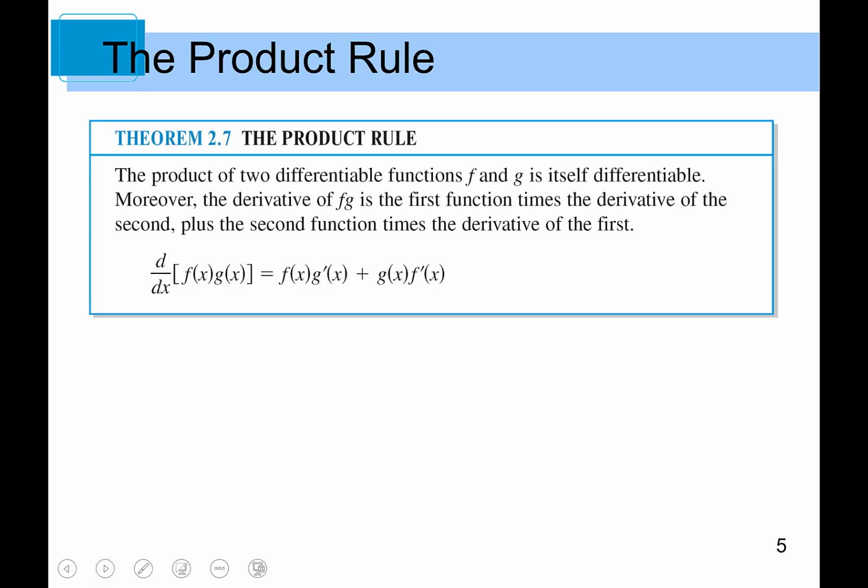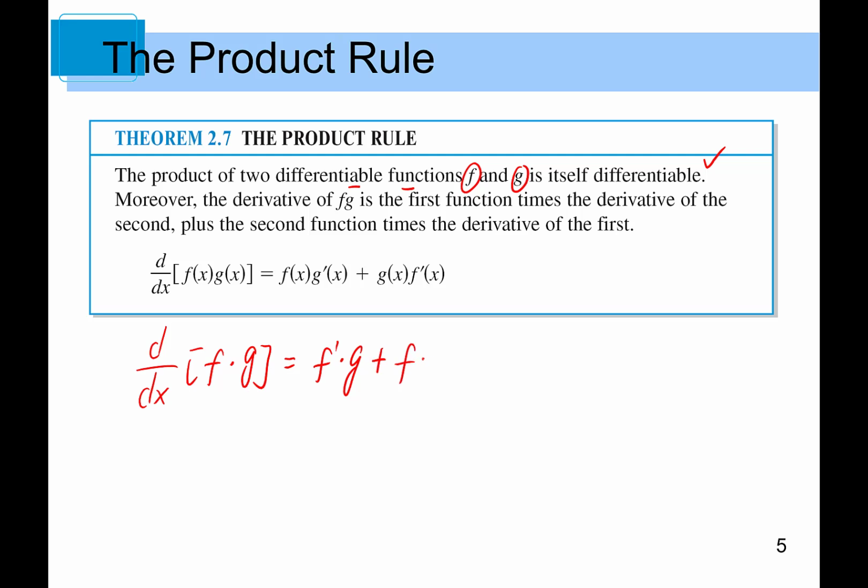So the product rule: the product of two differentiable functions, f and g, is itself differentiable. Moreover, the derivative of f times g is the first function times the derivative of the second, plus the second function times the derivative of the first. As I mentioned before, you can just view f as the function f of x, and g as the function g of x. So it's going to be f prime times g plus f times g prime.